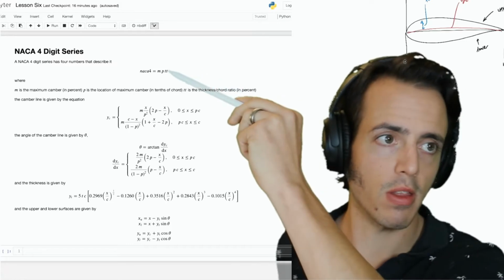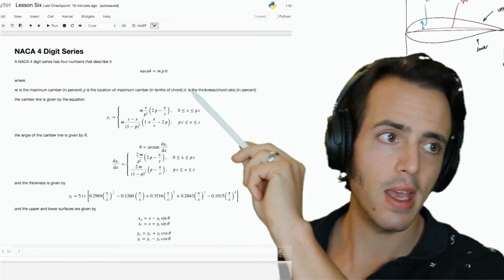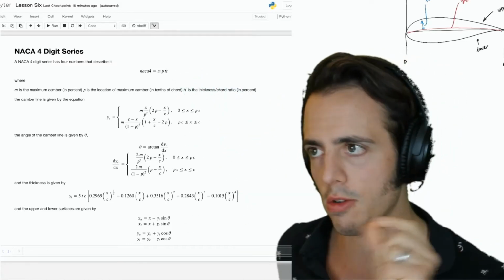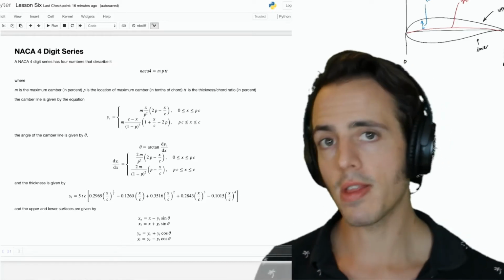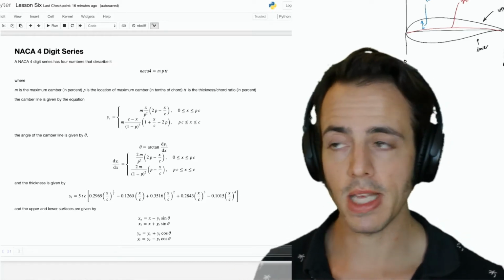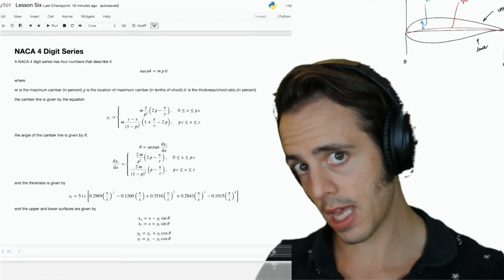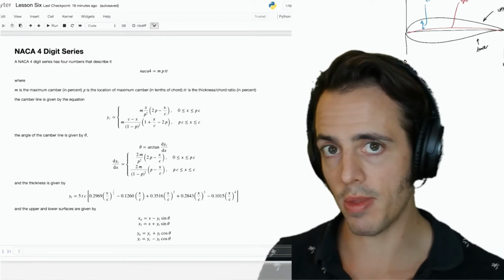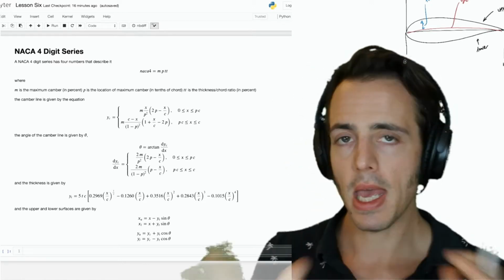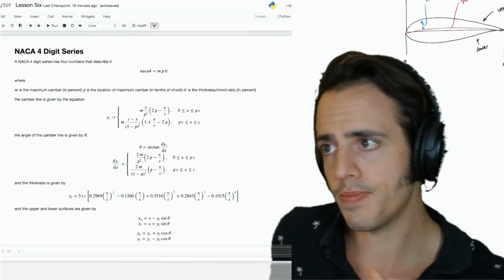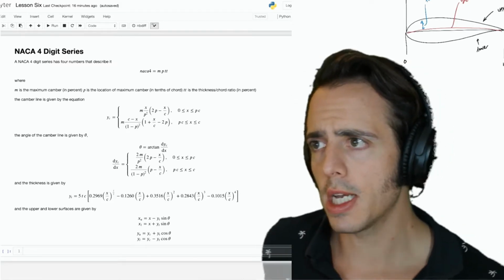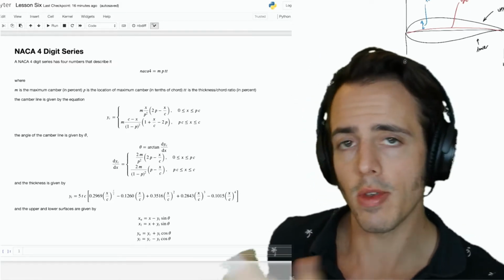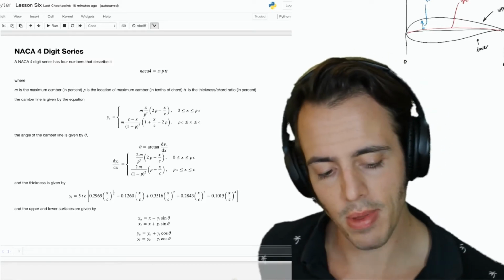So we start out with the 4 numbers, M, P, and then TT, where TT is 2 digits defining the thickness. M is the maximum camber in percentage, so the displacement of that camber line from the horizontal axis. The P is the location of that maximum camber, which is in tenths of chord, and then the thickness ratio is the last 2 digits. Again, this is in percent.